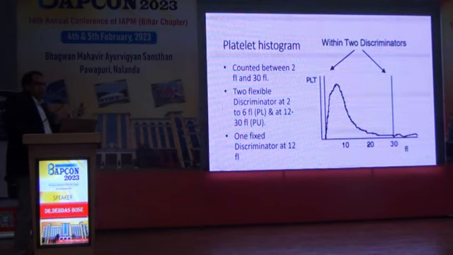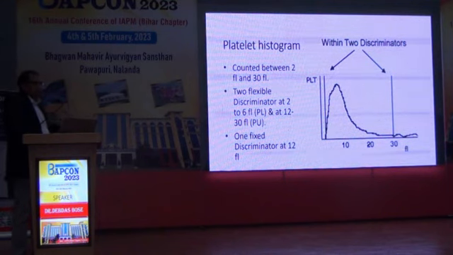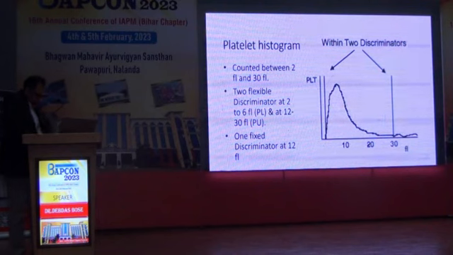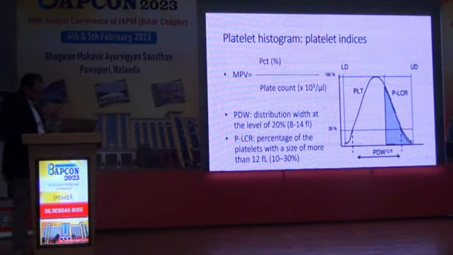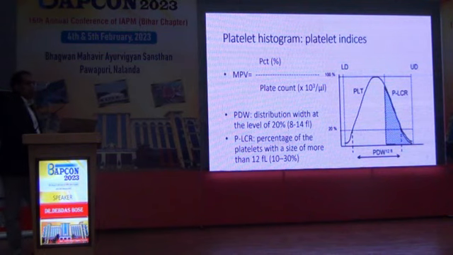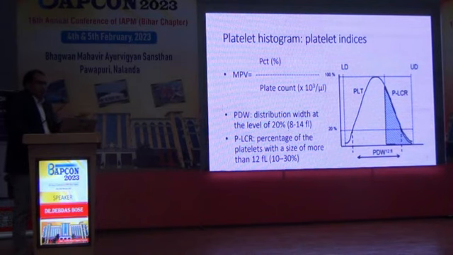The machine will count 2 femtoliter to 30 femtoliter platelets, and it will put this discriminator, it will count all the platelets. Okay, and there is another fixed discriminator at 12 femtoliter. This is the fixed discriminator. The machine will count platelets more than 12 femtoliter, and what percentage of platelets are more than 12 femtoliter. Usually normal platelet size is 2 to 11, much less, 1.4 to 3 or 4 micron.